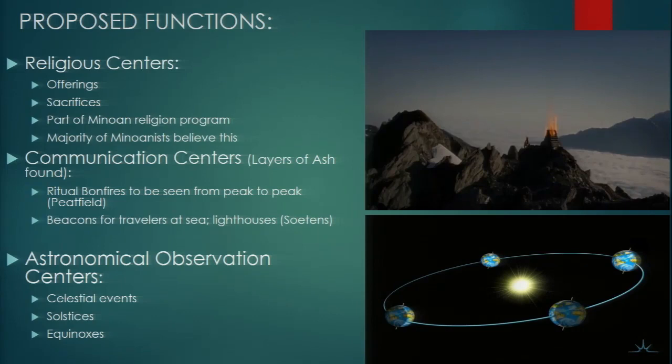Second, communication centers, high places that allowed a degree of intervisibility between one peak site and at least one, if not multiple, other peak sites. The presence of ash layers found at these sites imply the utilization of fire as a signaling method. Alan Peatfield says that these ash layers were the remains of ritual bonfires to be seen from peak to peak. However, Soyton mentions that they could have been used for more practical uses, like long-range fire signaling, such as beacons for travelers at sea or a lighthouse.